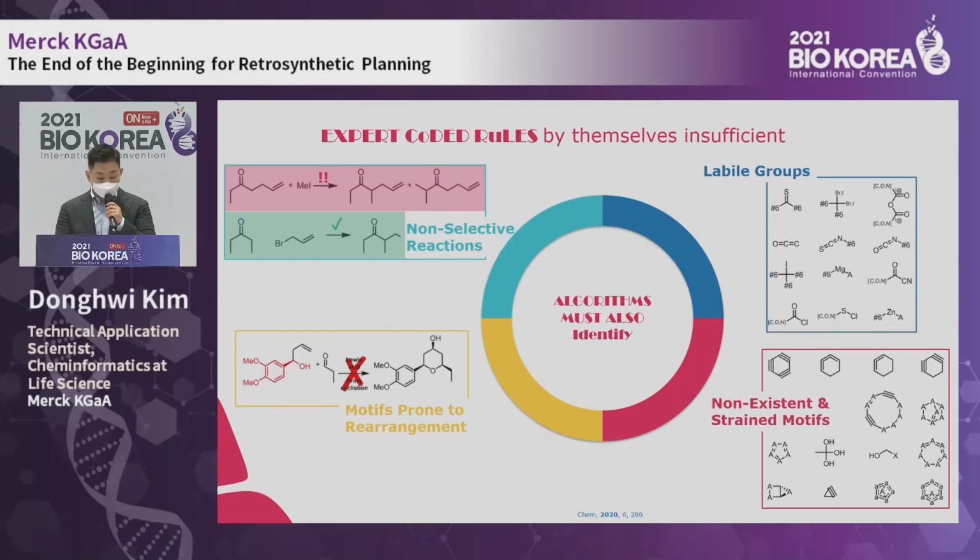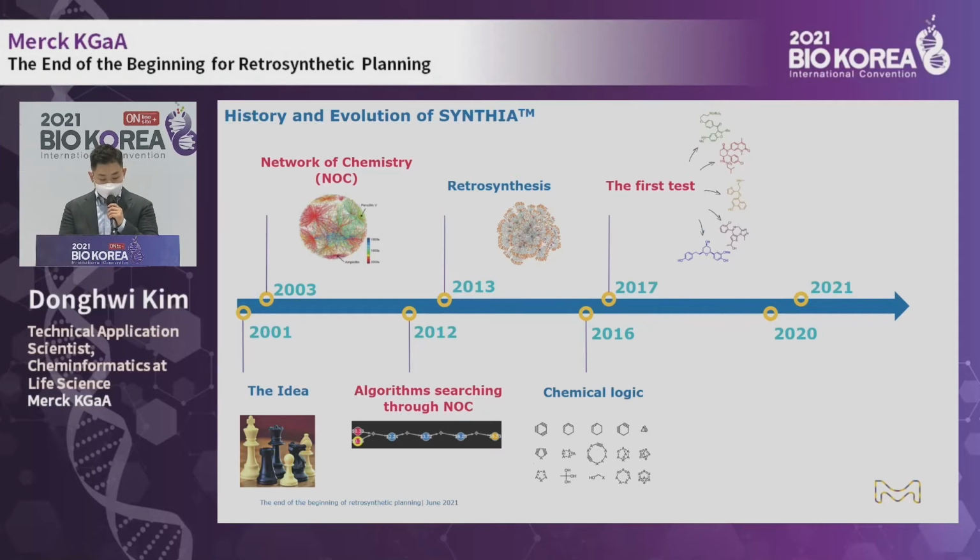Finally, Cynthia contains a list of non-existent and particularly strained motifs which is applied to every molecule proposed within a pathway. And if any of them contains one of these motifs, it is eliminated from further consideration. In 2016, approximately 50,000 expert hand-coded rules were built into the algorithm. It was able to recognize chemical logic.